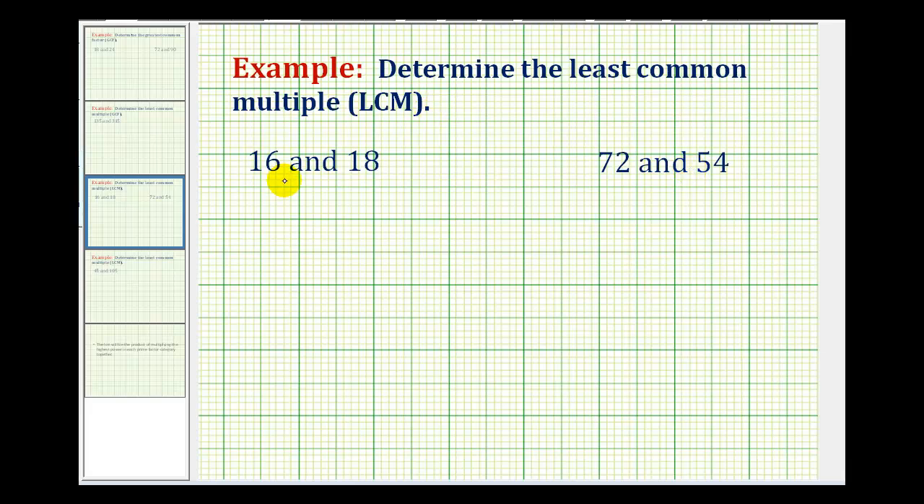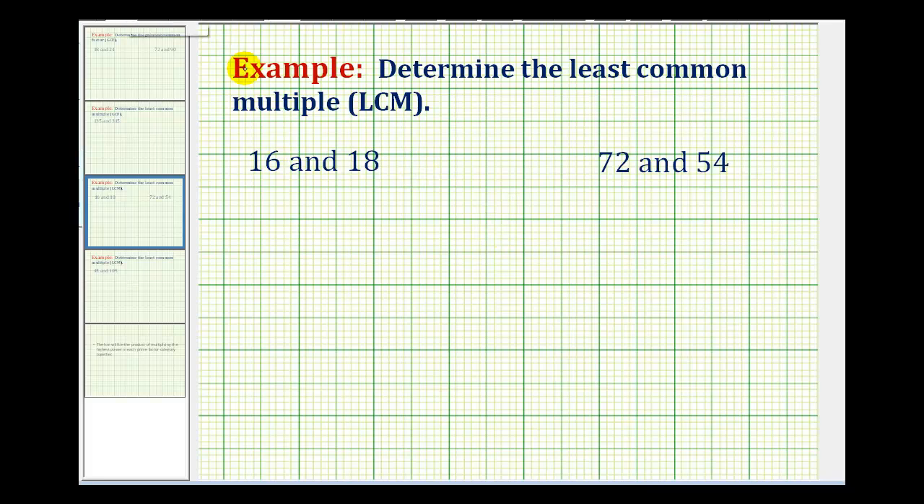One way is to list multiples of each number, and then from the list determine the smallest number that is common in both lists. The other method is to build the LCM from the prime factorization. Using the prime factorization, if we multiply the unique prime factors of each number raised to the power that is the most number of times that prime factor occurs in either list, that will give us the LCM. In this video, we'll use the prime factorization method to determine the LCM.